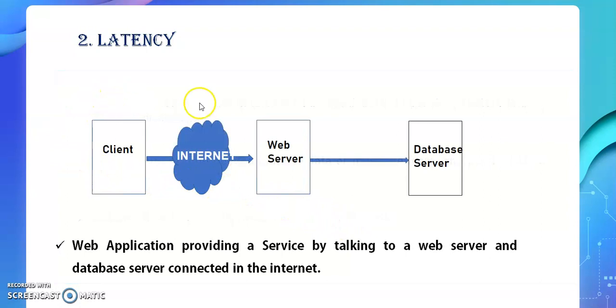A simple example which explains latency. This is client, web server, and database server. A web application provides a service by talking to a web server and database server connected in the internet. So the client depends on the web server through the internet, and this web server again depends on the database. So the transmission of data causes delay. That delay is nothing but latency.